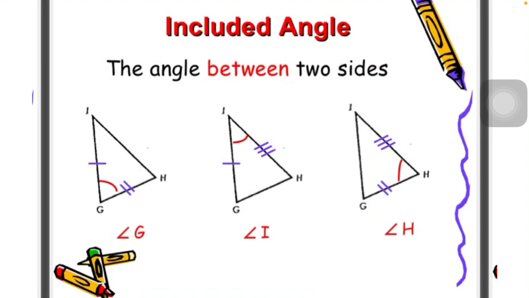What do included angles mean? An included angle means it should be between two sides. Like if I take angle G, it is included between sides IG and GH. If I take sides GI and IH, my included angle will be angle I, and if my included angle is H, then the sides will be IH and GH. So these are the three ways you can take the included angle.